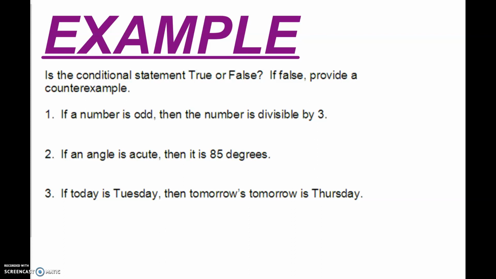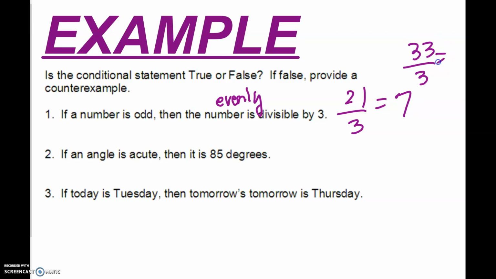Here's the conditional statement. If something is false, you only need one counterexample to make it false. So if a number is odd, then the number is divisible by 3, and they mean evenly divisible by 3. Let's take 21 and divide by 3, we get 7. Some people are like, okay, good to go. So 33 divided by 3 goes in evenly. We get 11. Okay, what if we take the odd number 11 and divide by 3? Is that even? No. So this would be your counterexample.